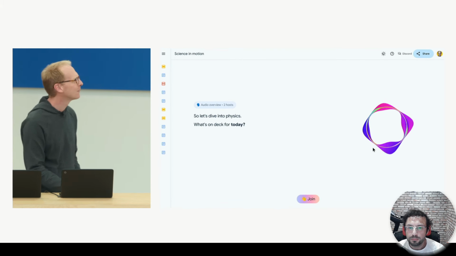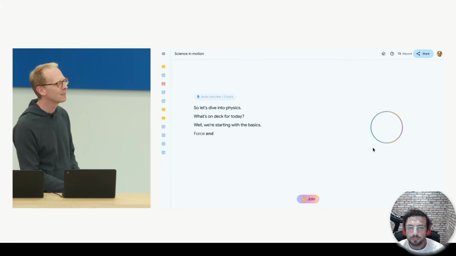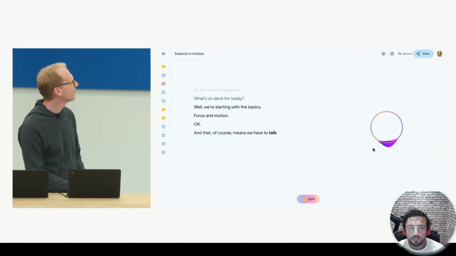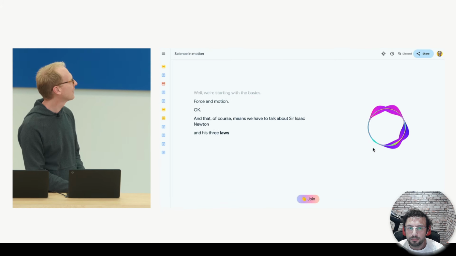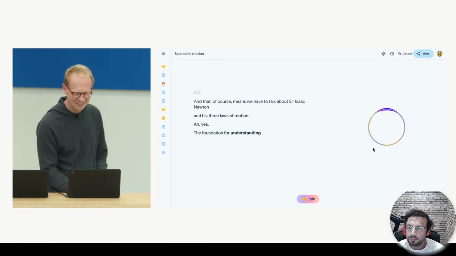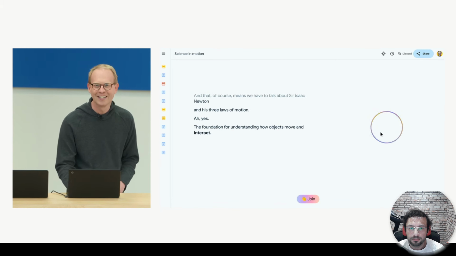So let's dive into physics. What's on deck for today? Well, we're starting with the basics, force and motion. Okay. And that, of course, means we have to talk about Sir Isaac Newton and his three laws of motion. Ah, yes, the foundation for understanding how objects move and interact.